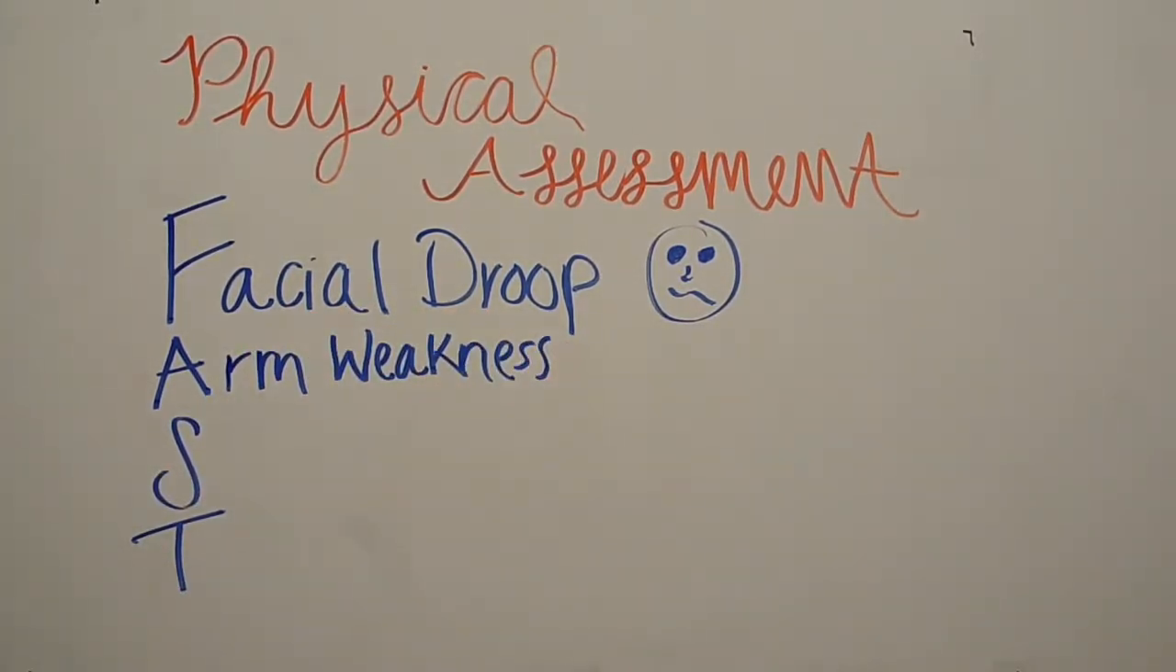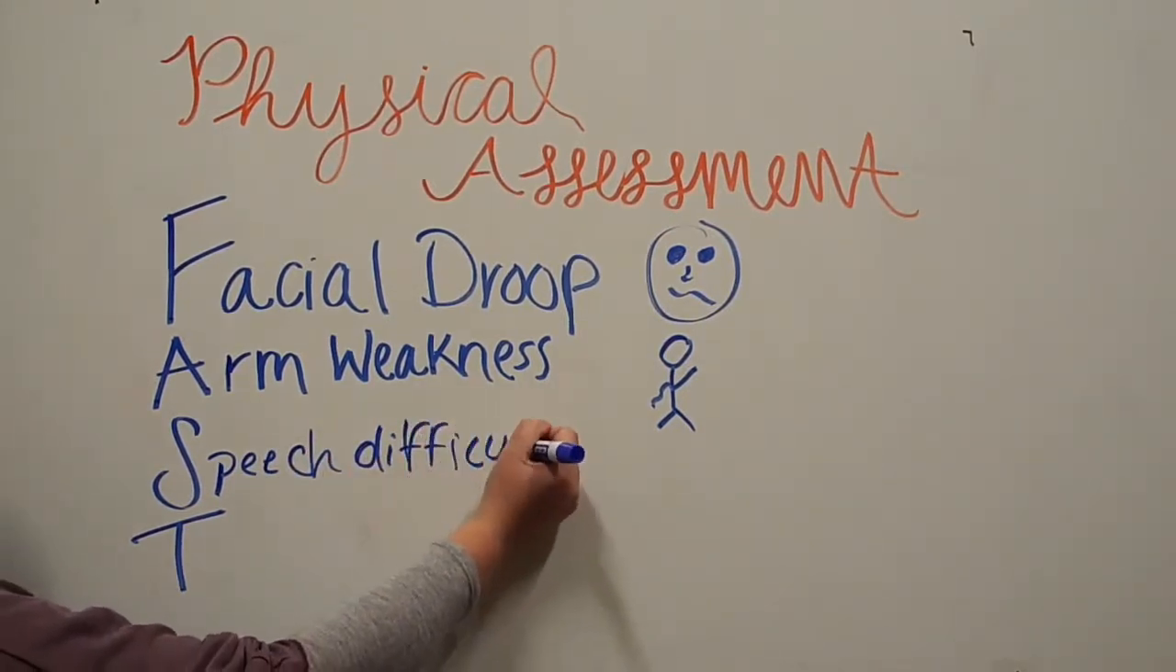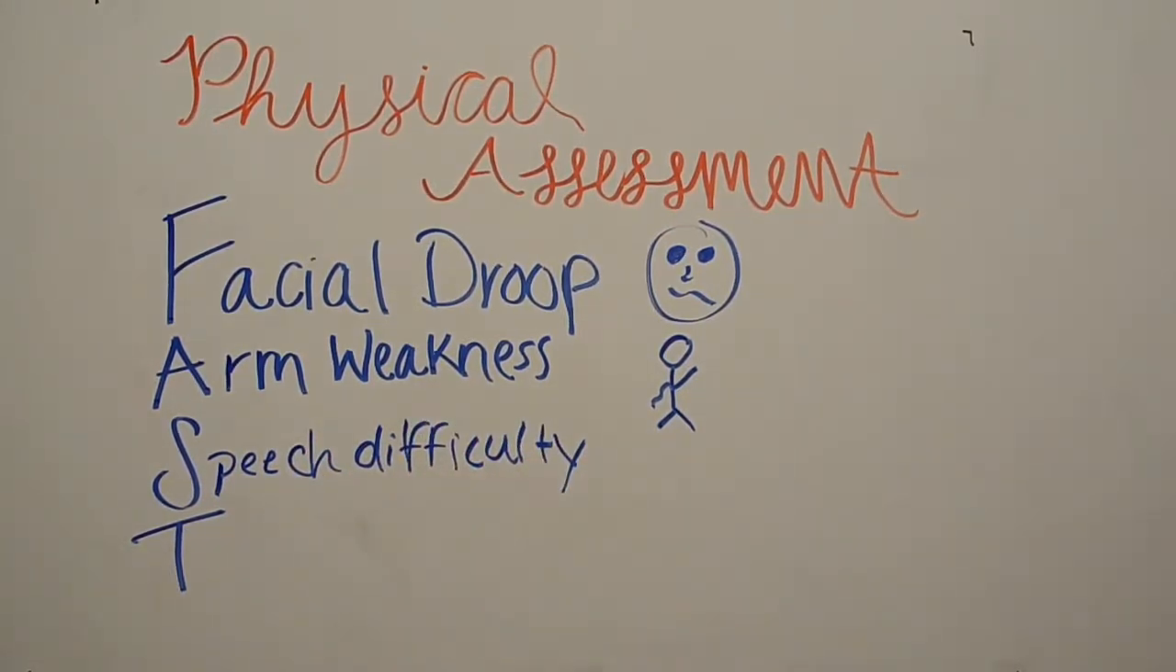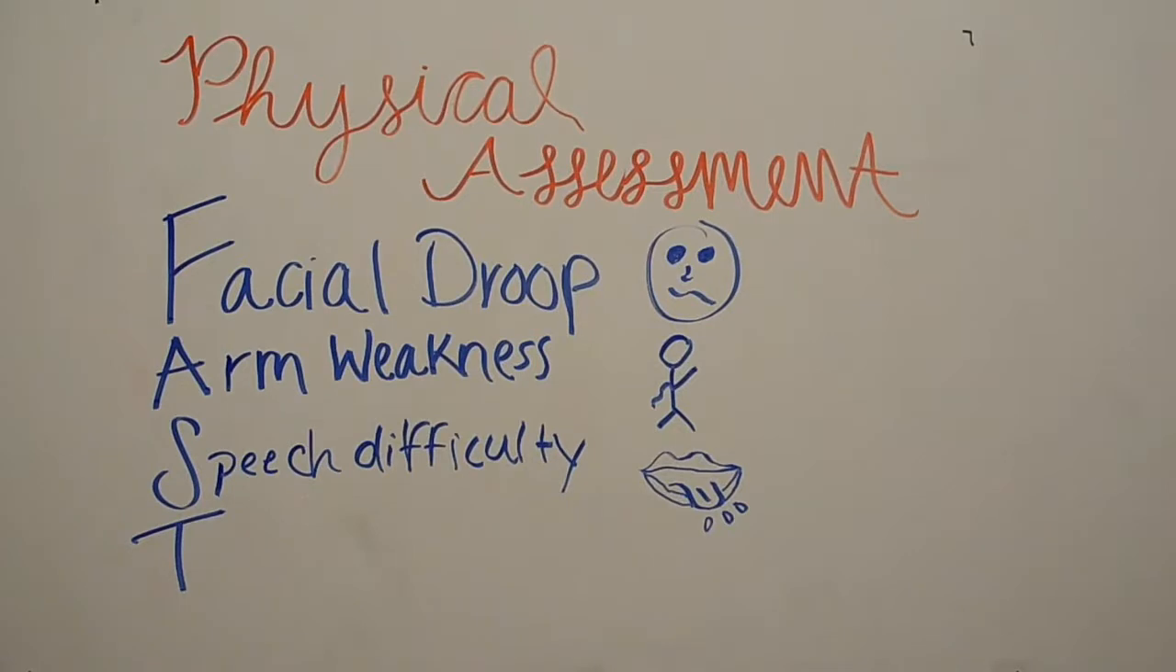The A stands for arm weakness. Ask the victim to raise their arms. If one side appears limp or is weaker than the other, this is indicative of a stroke. The S stands for speech difficulty. Slurred speech is also indicative of a stroke. To assess this, ask the victim to repeat a simple sentence.